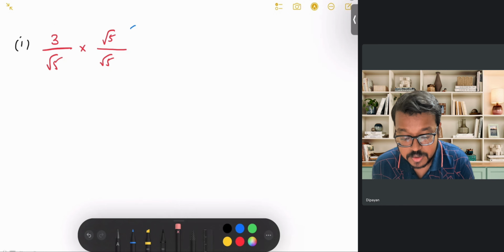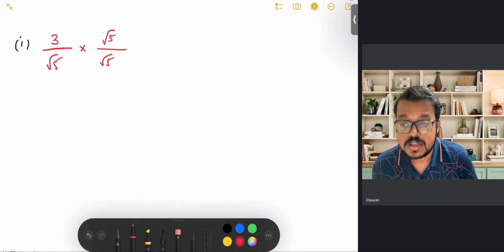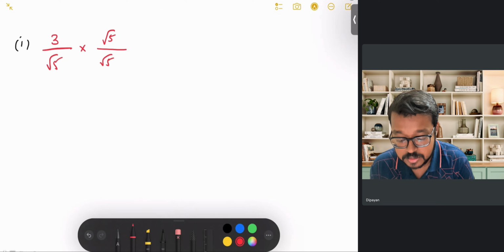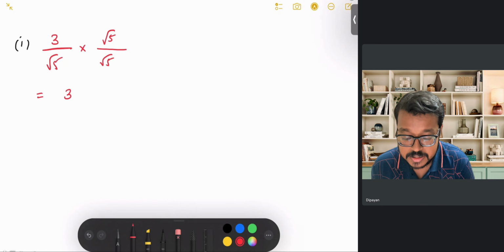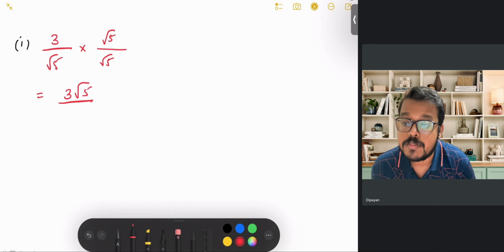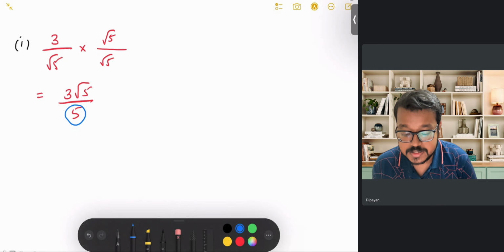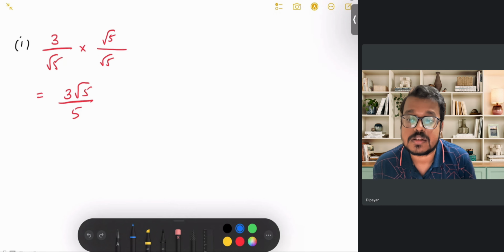Alright, so what I will do is, with the expression 3 by root 5, I am multiplying root 5 to numerator and denominator. So the numerator becomes 3 root 5 and the denominator is root 5 into root 5, which is equal to 5. Now 5 is rational, so this expression itself is the answer, 3 root 5 by 5.